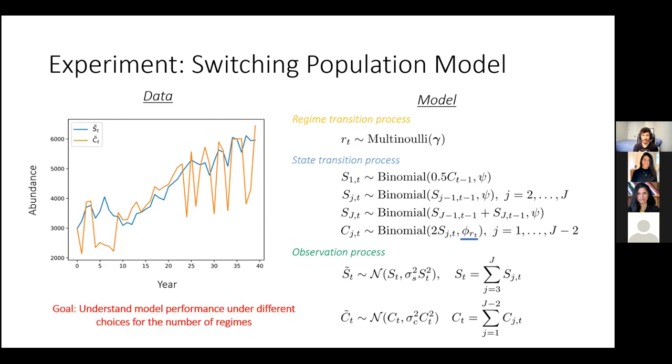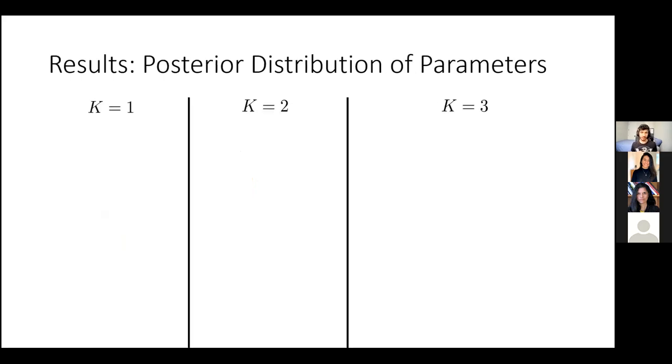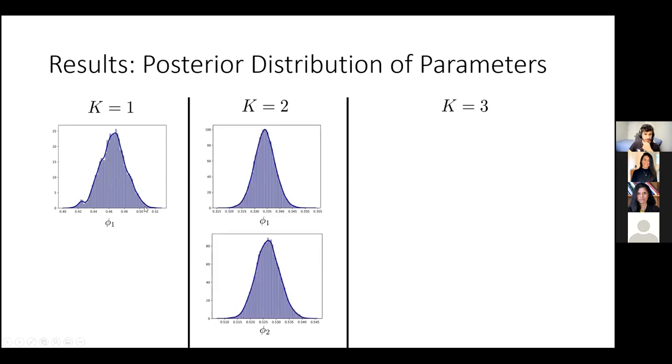The goal of this experiment was basically just to understand the behavior of the regime switching state space model, how it's different from just using one of these models, and what happens if you use too many regimes. In particular, we do an experiment where we try one regime, two regimes, and three regimes. For the reproductive rate, in one regime you end up getting a posterior distribution centered around 0.46. That's unimodal. If you use two regimes, you actually get two different reproductive rates, right? Because as I said before, they switch.